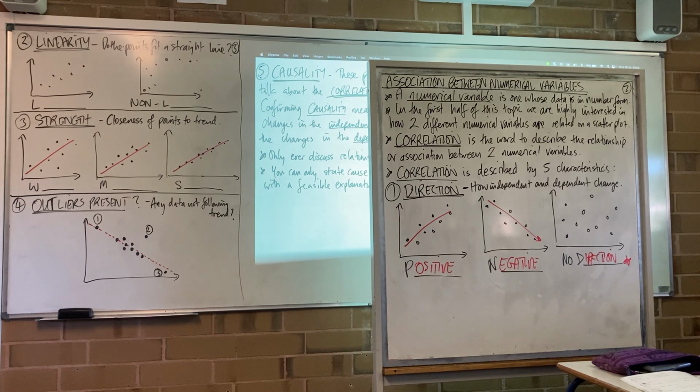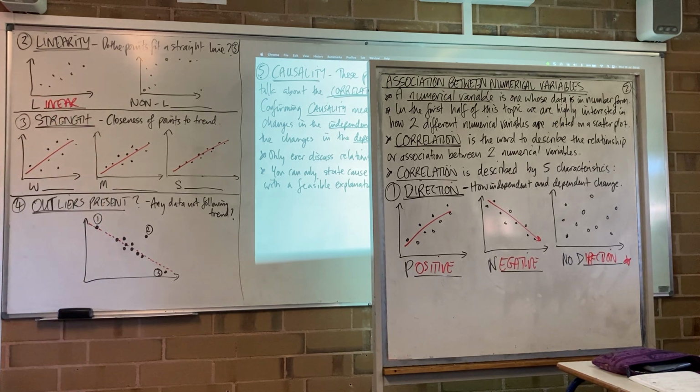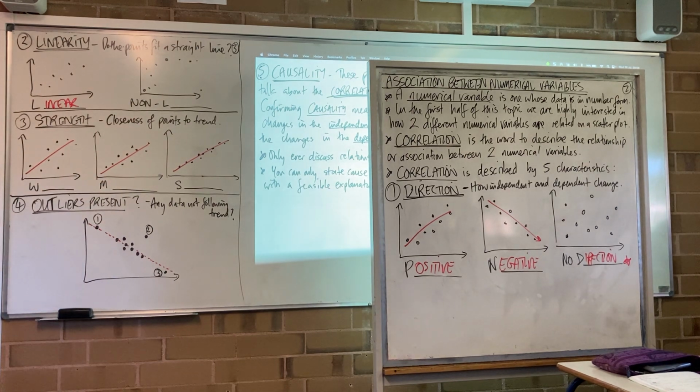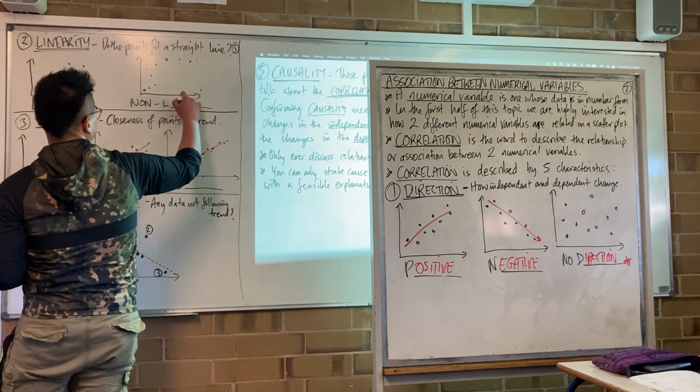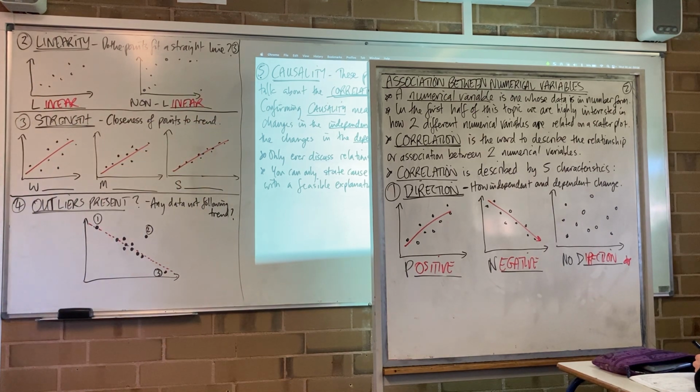So direction is one of the 5 characteristics we talk about. Another characteristic we talk about is linearity. Do the points fit a straight line? Do these points look like they're going to fit on a straight line? So you'd call that relationship linear. Would I use a straight line to follow those points? No, so non-linear. That's characteristic 2 out of 5.